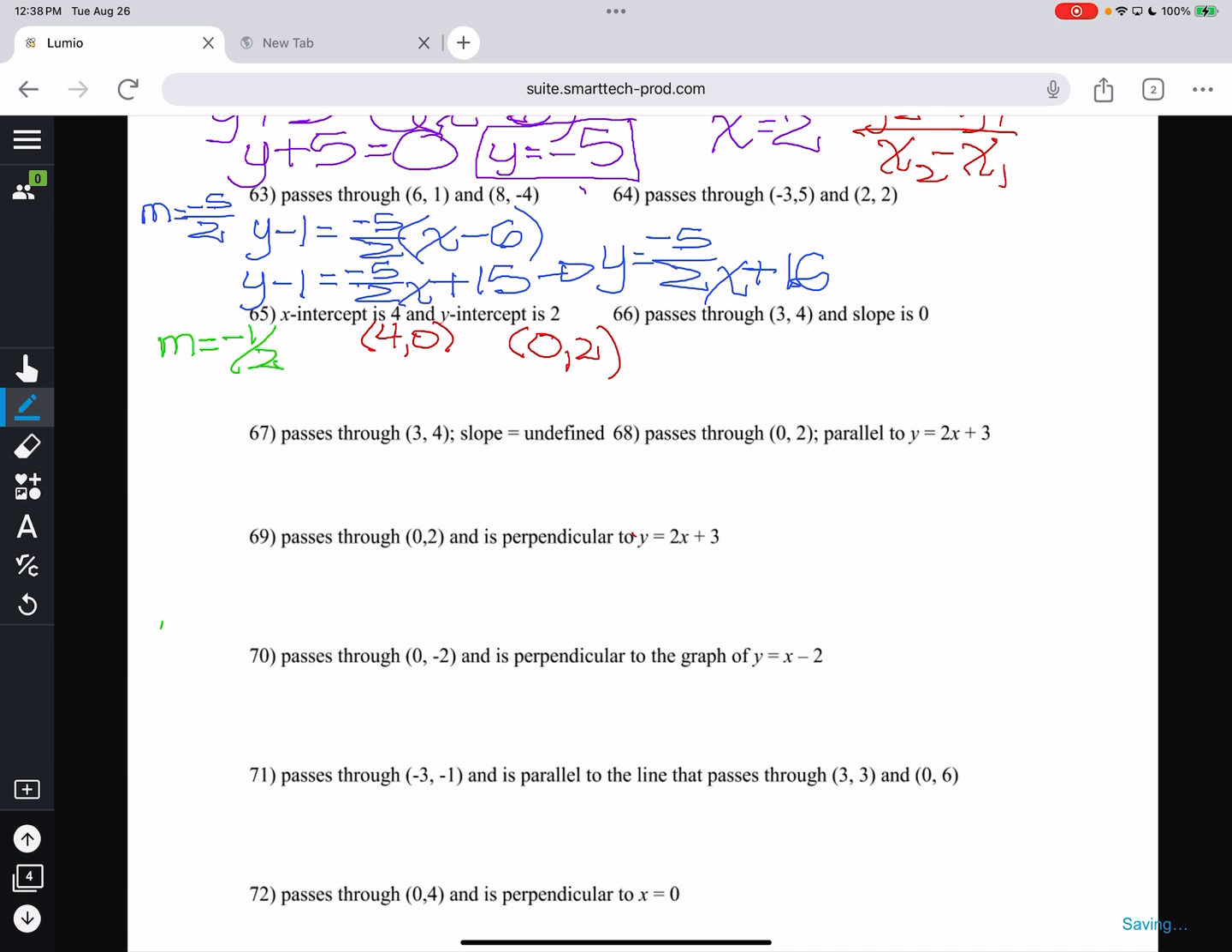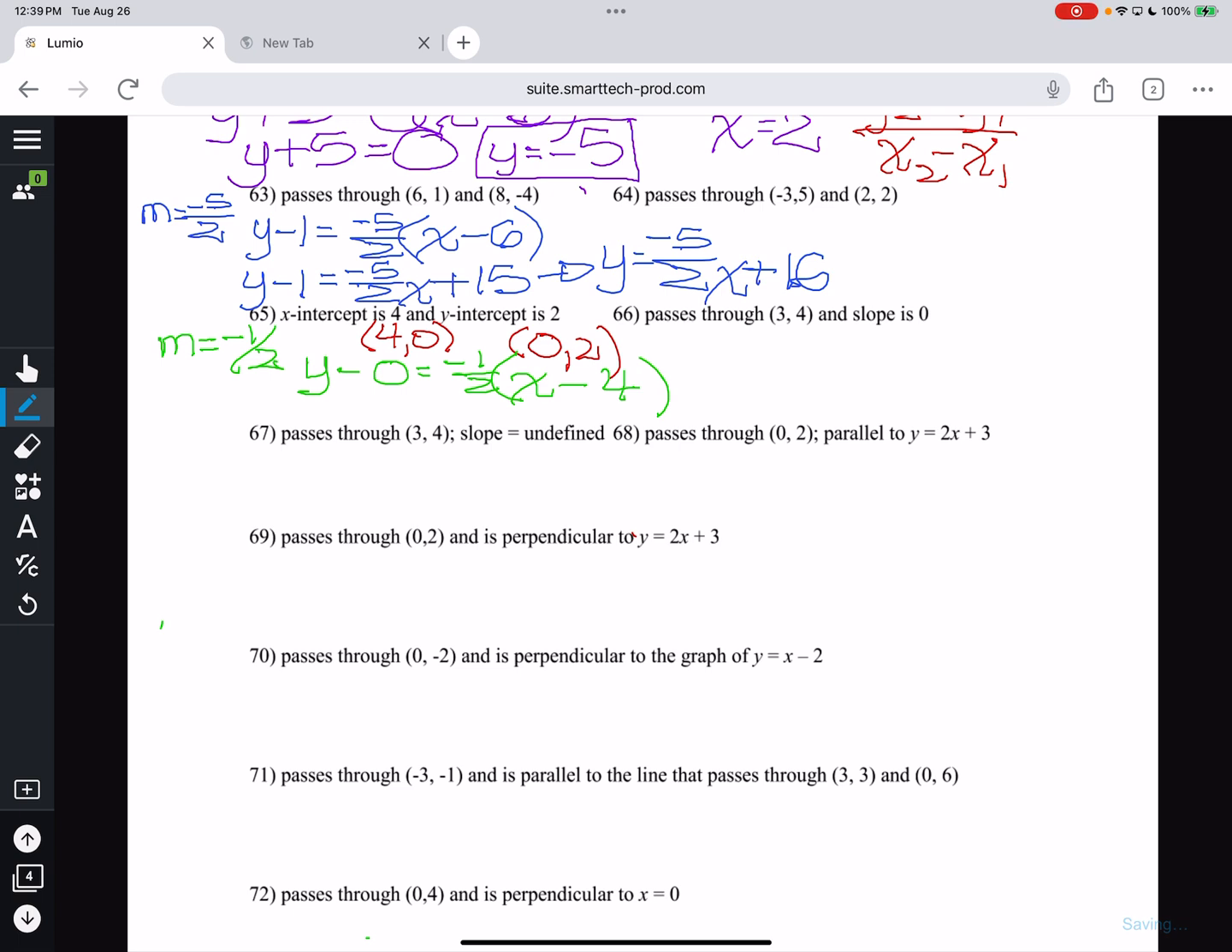Then pick an ordered pair, only one of them, and plug it into your point slope. Which one do you want to use? 4, 0 or 0, 2? Lala Kate, which one do you want to use? 4, 0. All right, so we're going to have y minus 0 equals negative 1/2 times x minus 4.